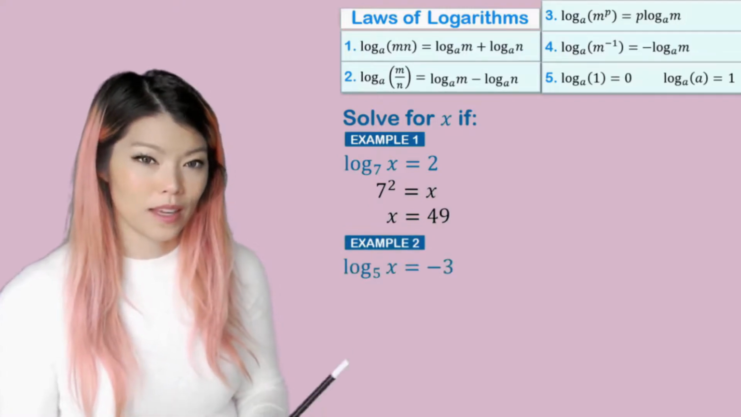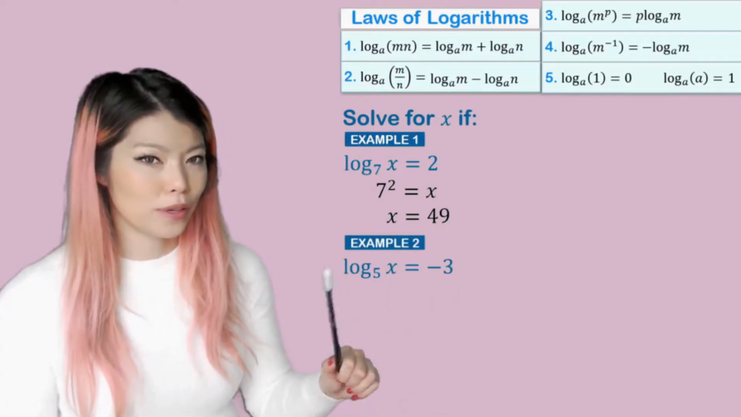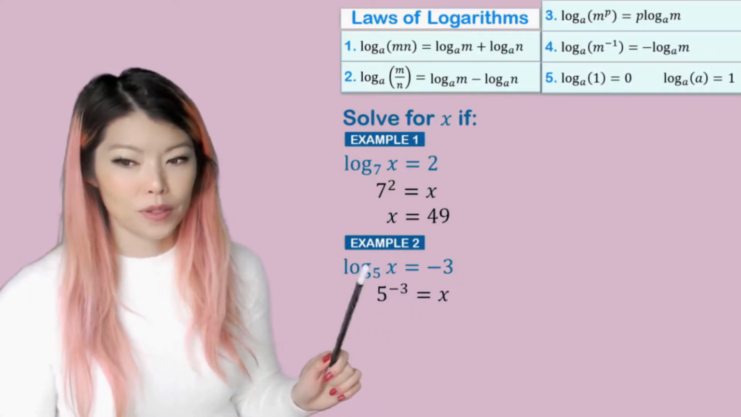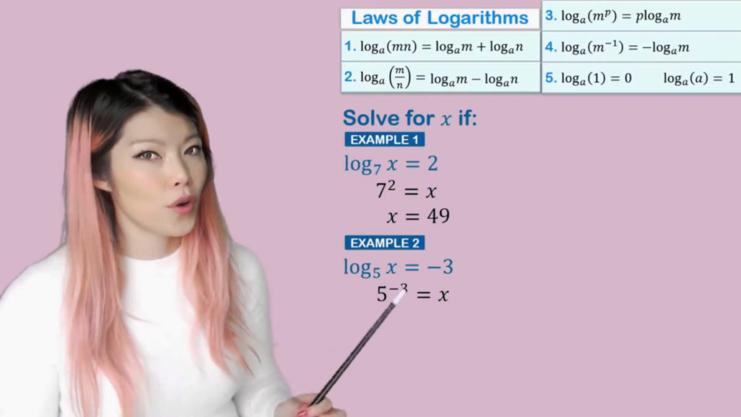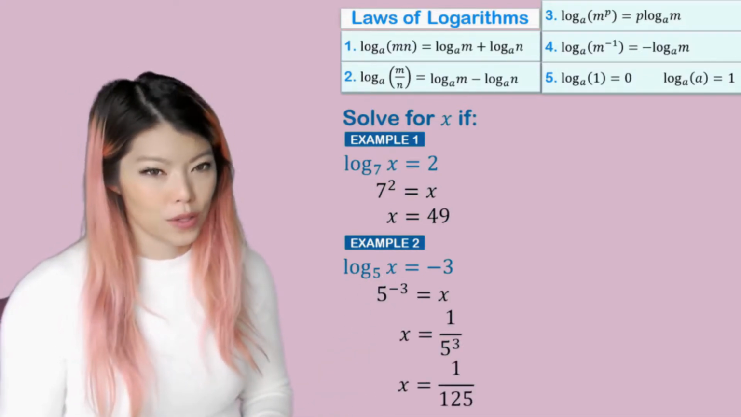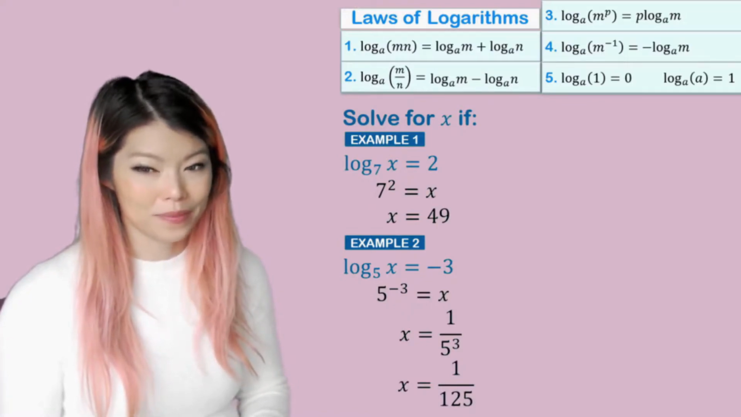Example 2, log base 5 of x equals minus 3. We're going to do the same thing. So 5 to the power of negative 3 equals x. 5 to the power of negative 3 is the same as 1 over 5 to the positive 3. 5 times 25, 125. 1 over 125.